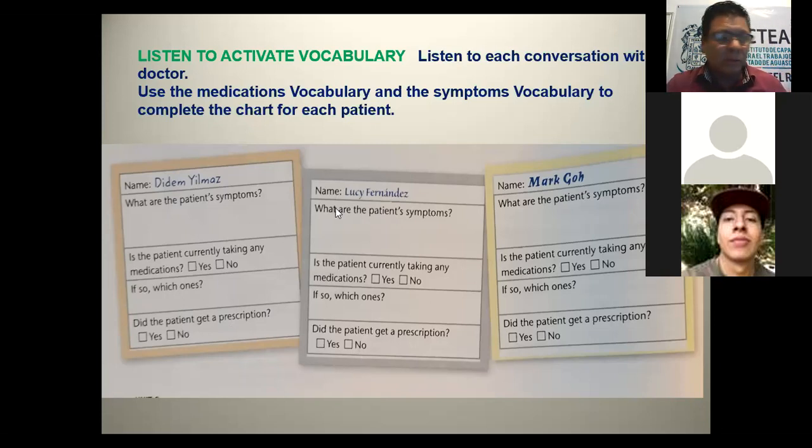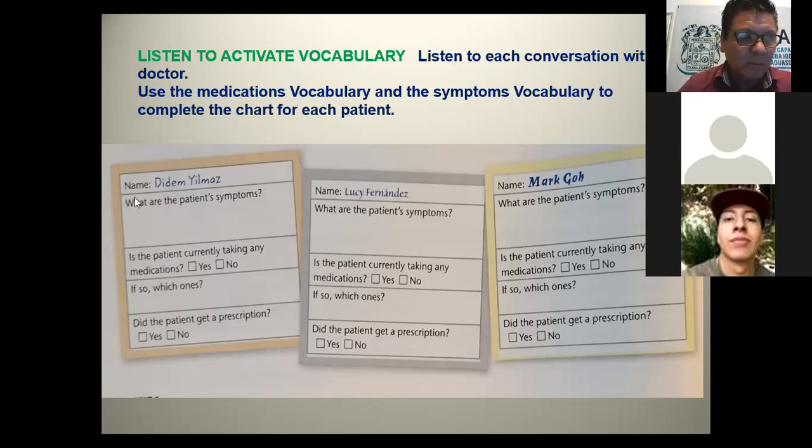We have Lucy Fernandez, and the same, what are the patient symptoms? Are the same question. We're going to listen and write right here. What are the patient symptoms? Right here, and over there.